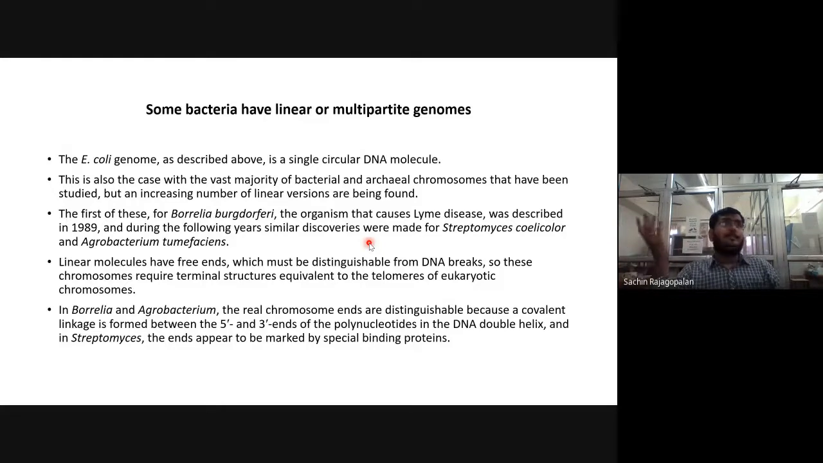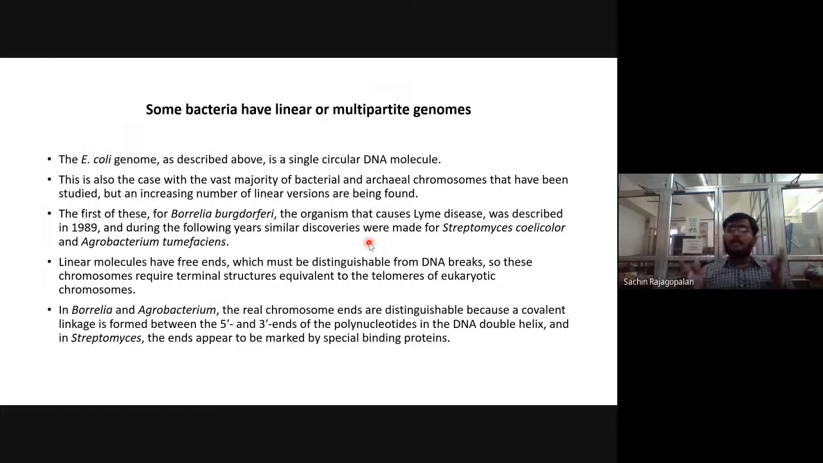The first of these which was studied was Borrelia burgdorferi, which causes Lyme disease. Lyme disease is very common in America, very less prevalent in India. And this was seen in 1989. And eventually it was found that a linear genome is not just in the case of Borrelia burgdorferi, but it's also in Streptomyces coelicolor and also in Agrobacterium tumefaciens.